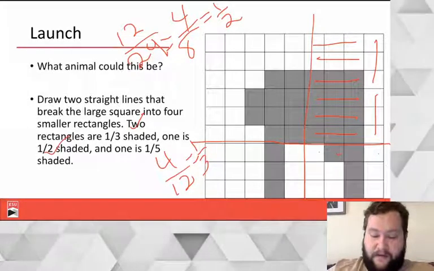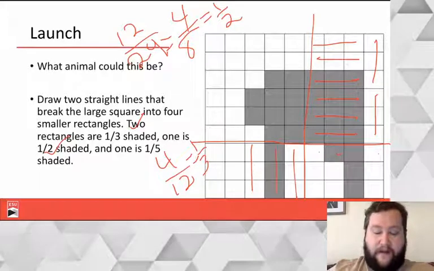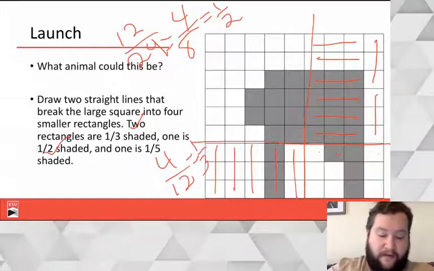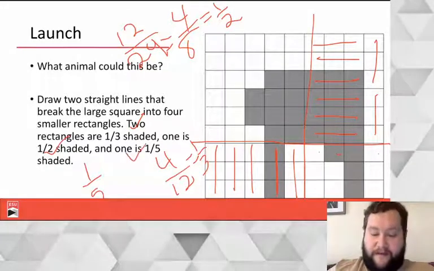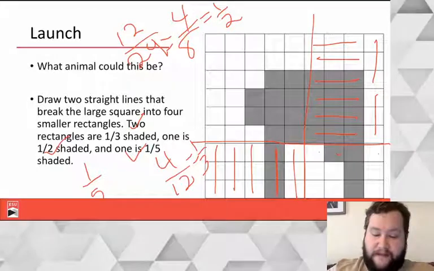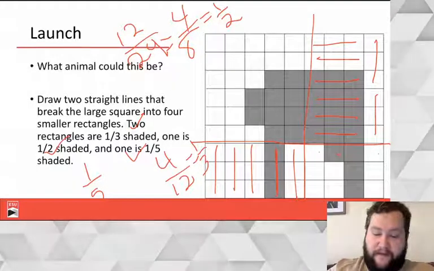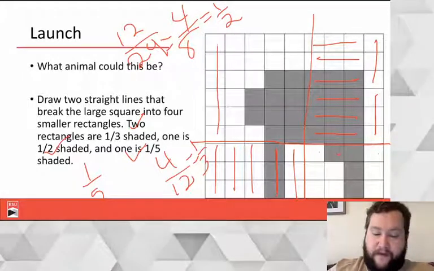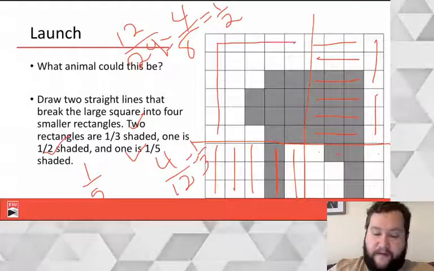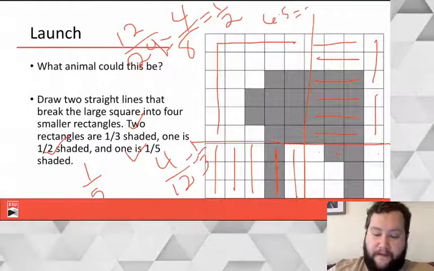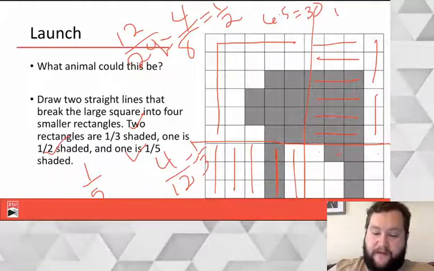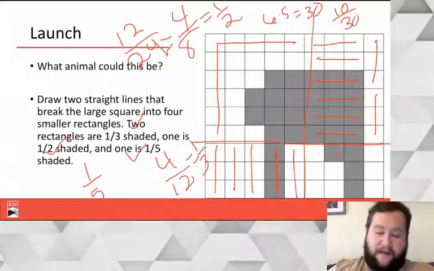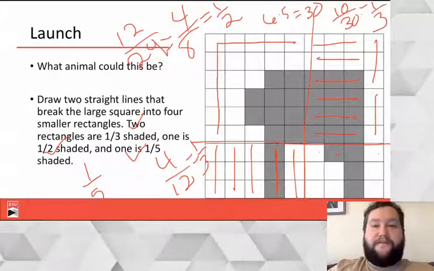1, 2, 3, 4, 5 columns, and one of them shaded. Ooh, we have a fifth. All right, we better hope that that last one's also a third. So let's see. This is 1, 2, 3, 4, 5, 6 by 1, 2, 3, 4, 5. 6 times 5 is what? 30. And then we have 1, 2, 3, 4, 5, 6, 7, 8, 9, 10. And what is 10 out of 30? Oh, thank goodness. It's a third.